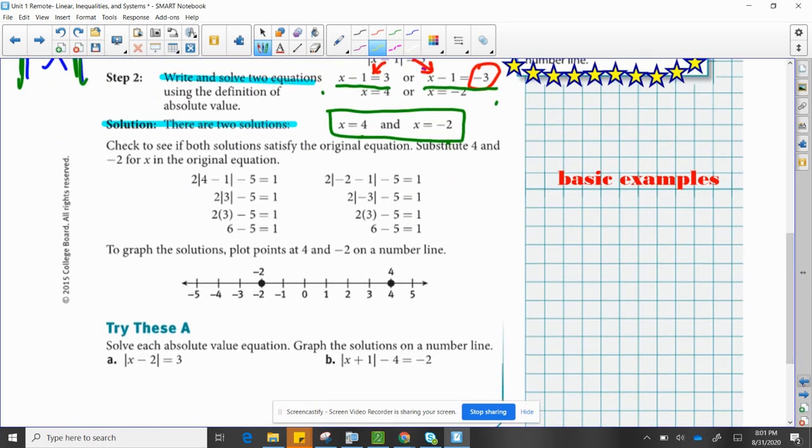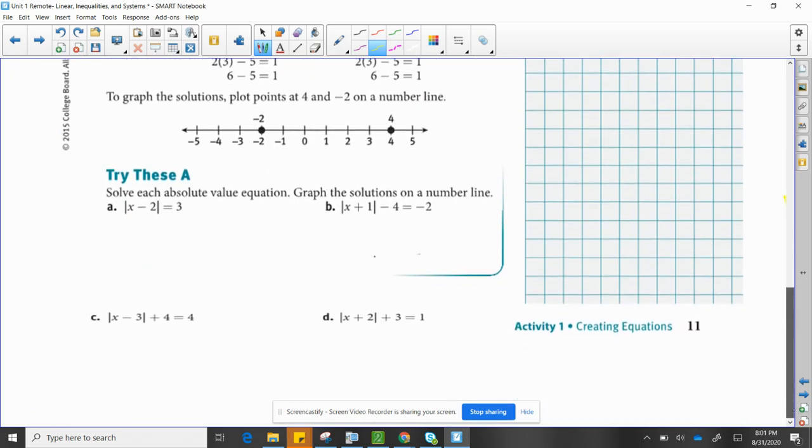We're going to try a couple together. So let's try these, and we're going to do letter A together. So we have the absolute value of x minus 2 is equal to 3. So in this case, my absolute value is already isolated. There's nothing outside the absolute value bars. So I'm good to go ahead and split this into my two equations. So the first equation looks basically identical to the original. I just dropped the absolute value bars. So I have x minus 2 equal to 3.